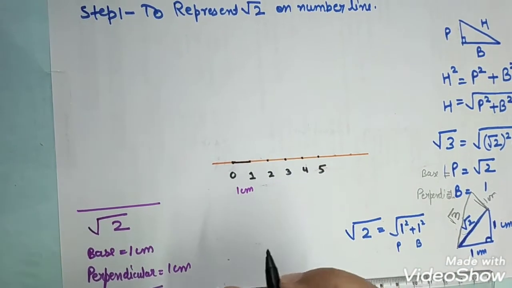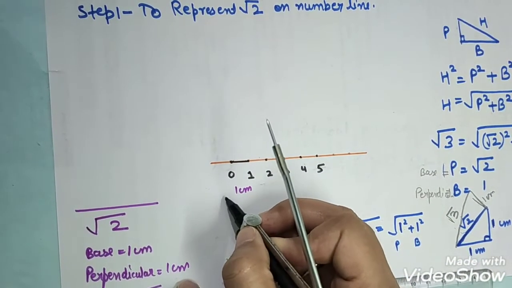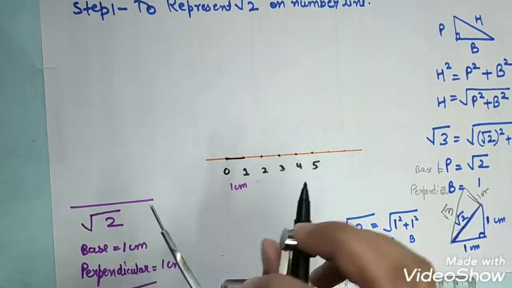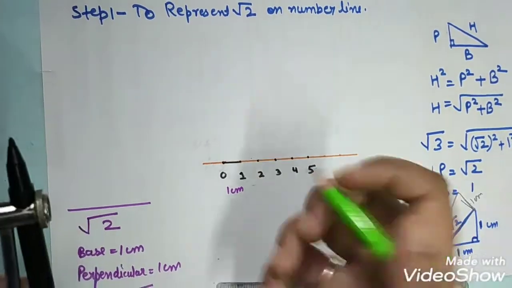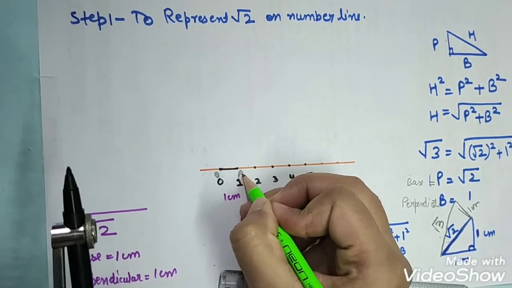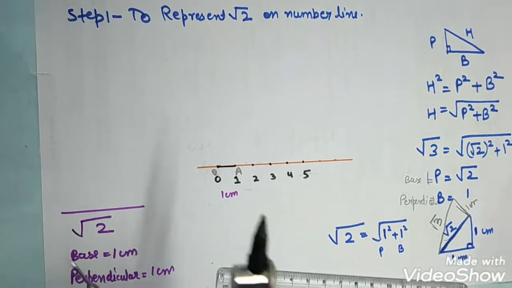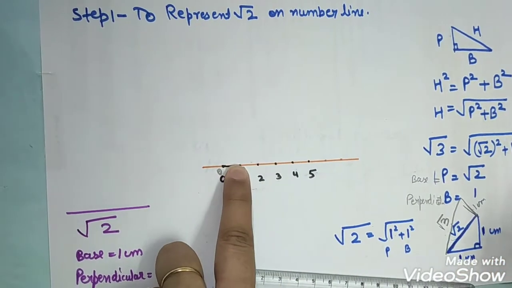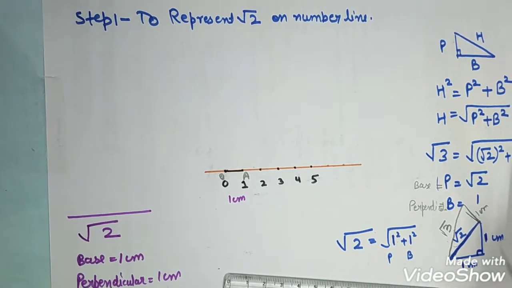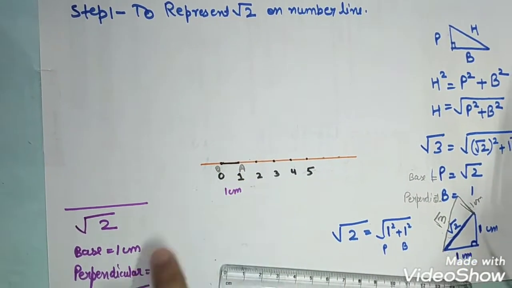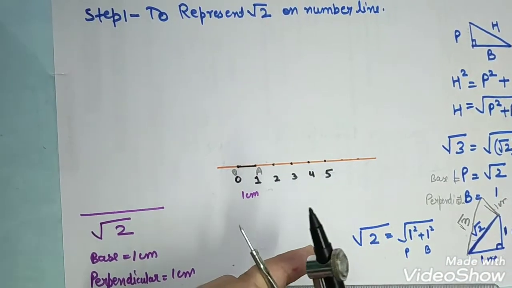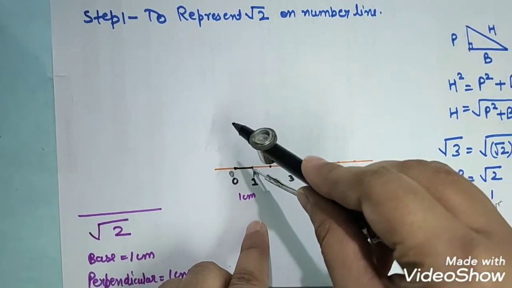Got it? And you can also name it. Name it. This is O and A. Okay. Now from A you have to make first what? For perpendicular we should have a 90-degree line. Okay, one right angle. So make an arc from A.